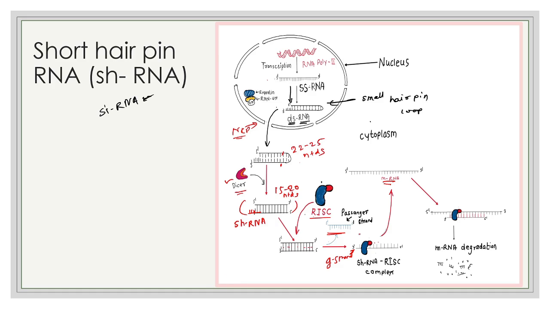Now the RISC complex with the guide strand goes toward the targeted mRNA. The guide strand finds the complementary sequences of the mRNA and makes a complex. Now the targeted mRNA is processed by the RISC assembly and broken down into small fragments. The small fragments undergo further degradation. Here the ultimate aim of gene silencing is done.